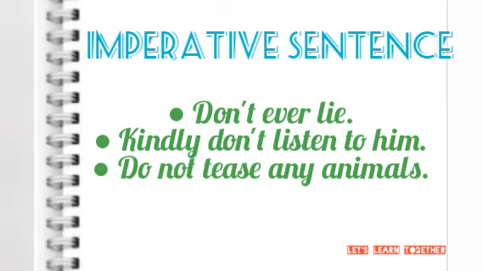The next is the imperative sentence. Don't ever lie. That is equal to, you should never lie. The second one, kindly don't listen to him. That is, kindly do not listen to him. Do not tease any animal. That is equal to, should not tease any animals. All these sentences are imperative sentences that give a suggestion or a request, and all are in a negative form. So since these sentences are imperative, they are imperative negative sentences.